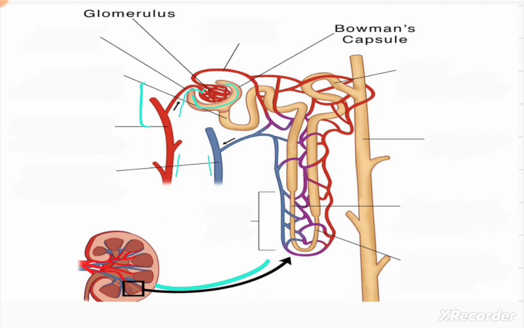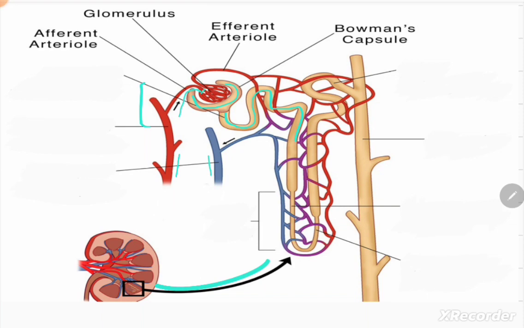We can see that there are certain blood vessels that are entering the glomerulus, and there are certain arteries which are exiting the glomerulus. The arterioles which are entering the glomerulus are known as afferent arterioles, and those which are exiting are known as efferent arterioles. Now, after the glomerulus, the tubule system starts.